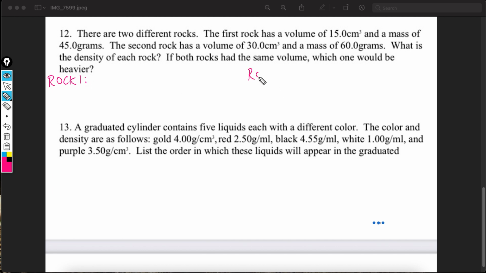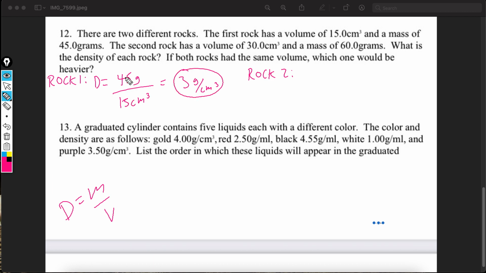Let's put over here rock 2. We are going to use this formula: density equals mass over volume. For rock 1, because we need to find density for both of them, the mass is 45 grams. The volume is 15 centimeters cubed. That equals 3 grams per centimeter cubed, because gram per centimeter cubed becomes the unit. And the math portion, 45 divided by 15 is 3. Found the density of rock 1.